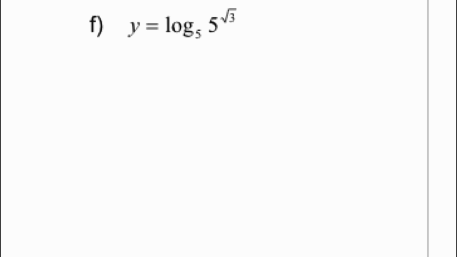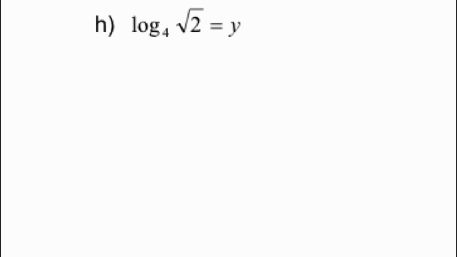Okay, so now our base is 5. So 5 to the y is equal to 5 to the power of root 3. Okay, jokes. This one's much easier. Therefore, y is equal to square root of 3. And that's the thing. Sometimes the notation looks harder than the actual math is. And part H, we want to find y. Our base is 4. So we are trying to figure out what power of 4 will give us the square root of 2. 4 to the exponent y is equal to root 2.